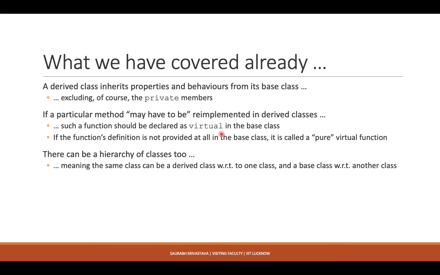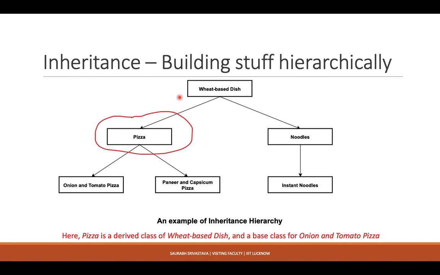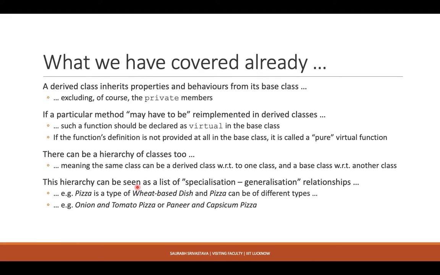Now we also know that there can be a hierarchy of classes, right? So basically one class could be a base class for another class, and at the same time it is also deriving from another base class, right? So that is the kind of scenario we saw. For example, we had seen this inheritance hierarchy, and here you can see that this pizza class is essentially the derived class with respect to wheat based dishes, and then it is a base class for these onion and tomato pizza classes. So this much we already know.